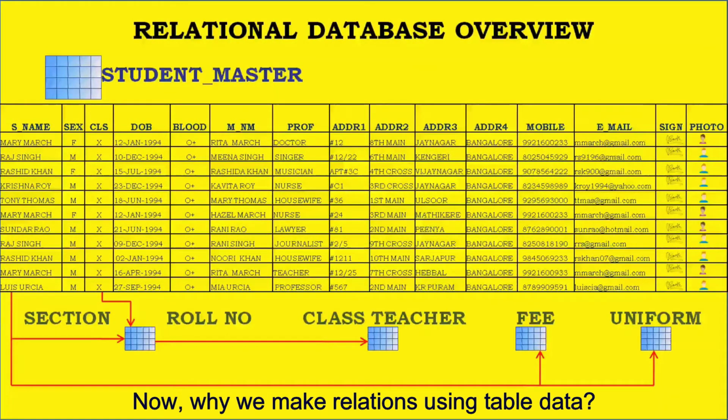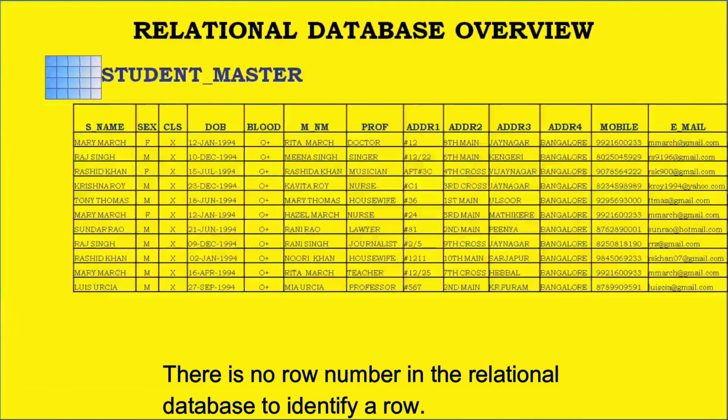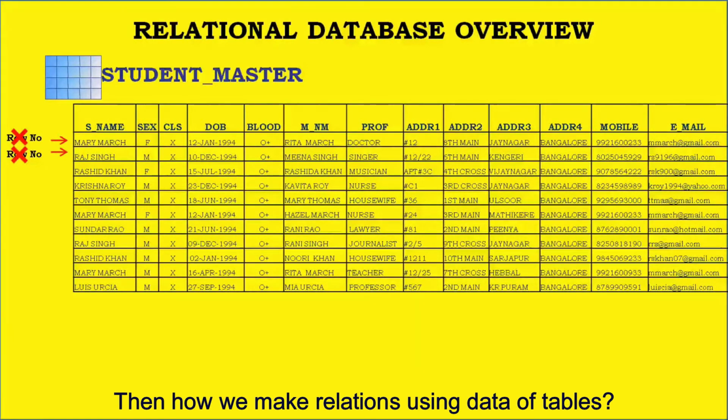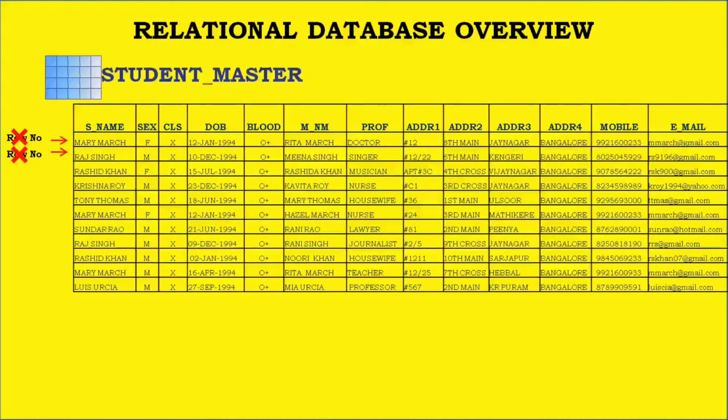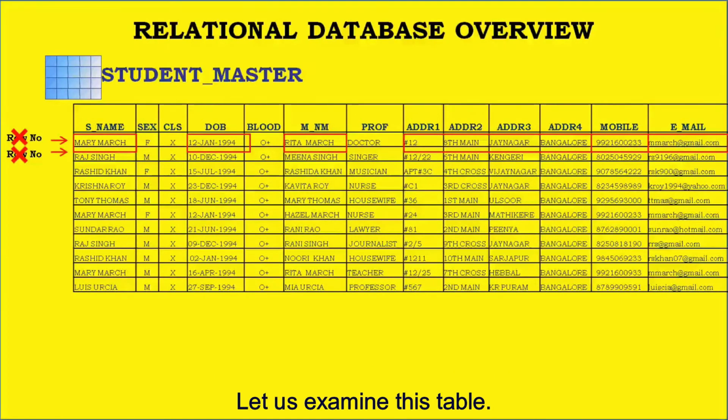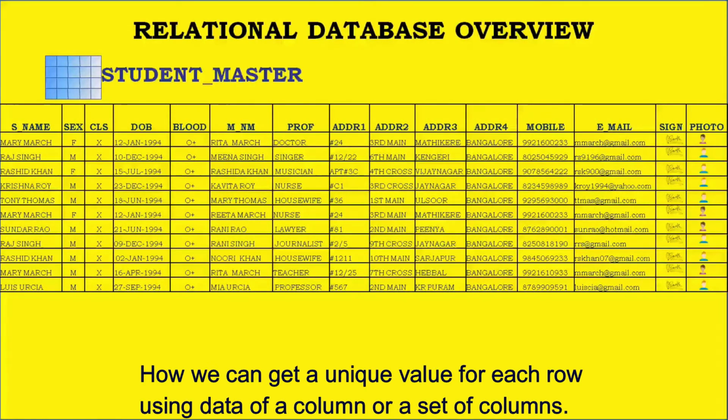Now, why do we make relations using table data? There is no row number in the relational database to identify a row. Then how do we make relations using data of tables? We use the record of a column or set of columns to uniquely identify a row. Let us examine this table. How can we get a unique value for each row using data of a column or set of columns?